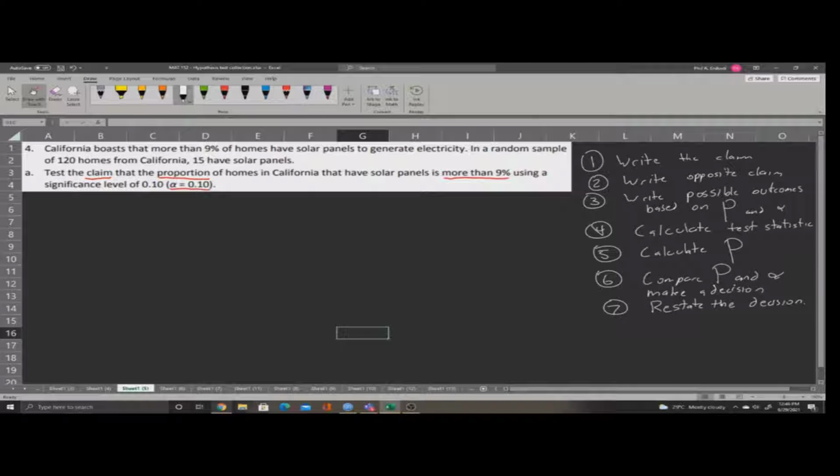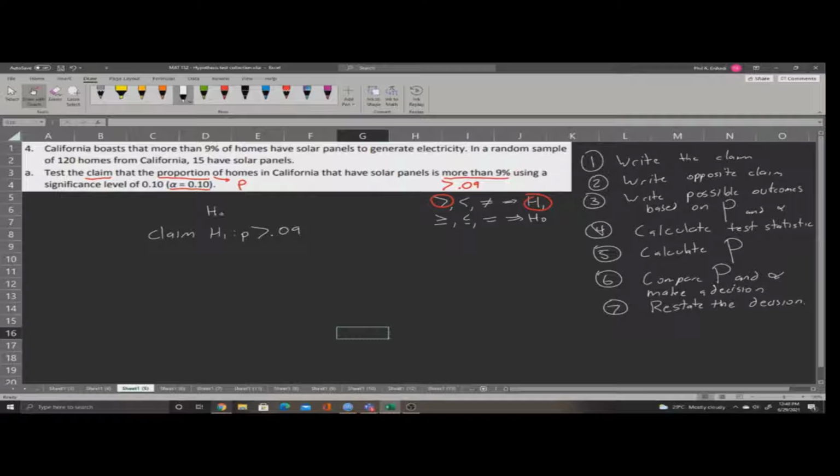Now, let's read this claim. We're going to be using proportion, and proportion is represented with a little p. More than means greater than, and 9% can be represented by 0.09. Now remember that greater than, less than, and not equal to will feed into the alternate hypothesis H1, whereas greater than or equal, less than or equal feed into the null hypothesis, or H0. Since we have greater than in this case, this means that the claim will be the alternate hypothesis H1. So we'll write we have a claim, write that it's H1, write the letter little p greater than 0.09.